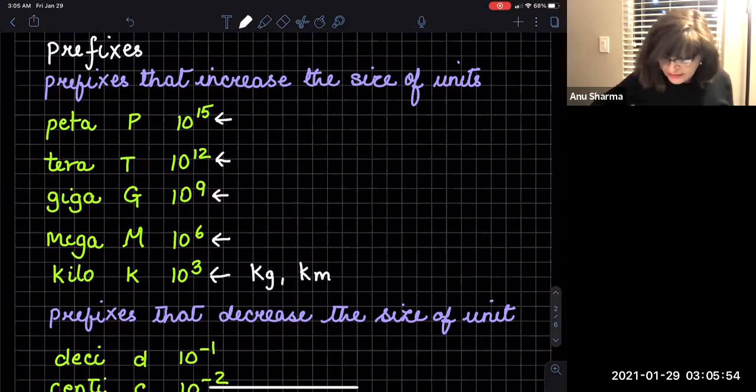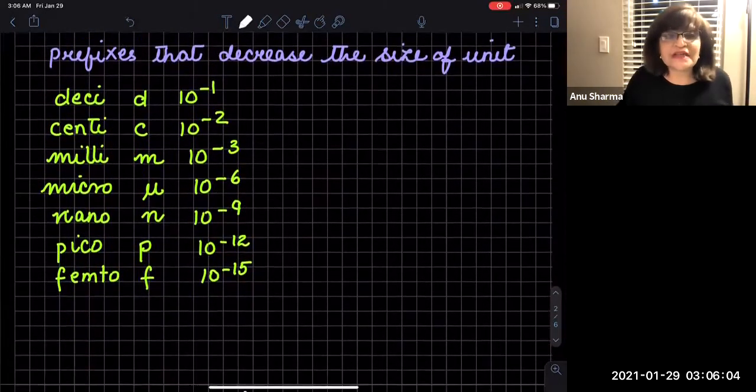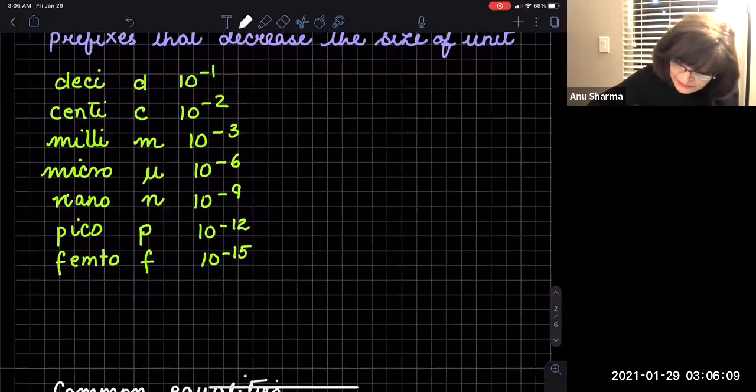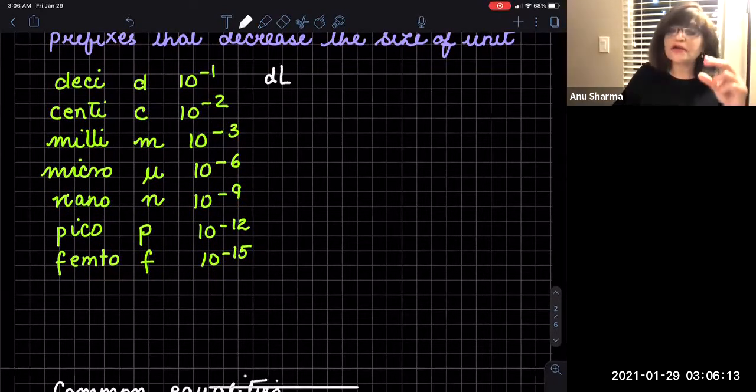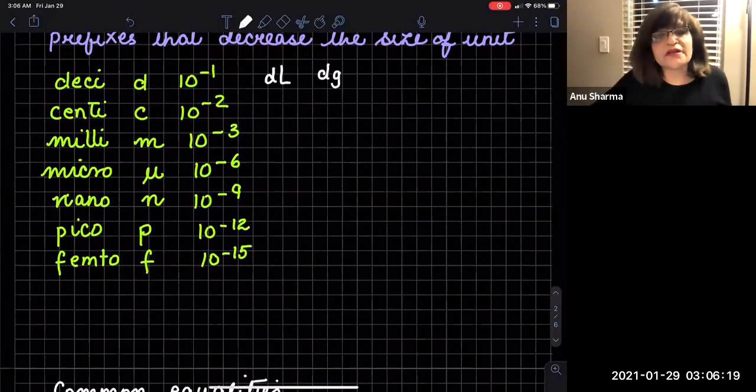Mega, like mega millions, like gigabytes, terabytes, so this is what it means. Then come the prefixes that decrease in size, like deci. For example, deciliters, a smaller amount, or decigram balance. So that's one thing.